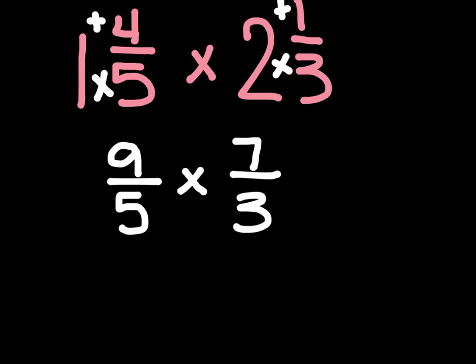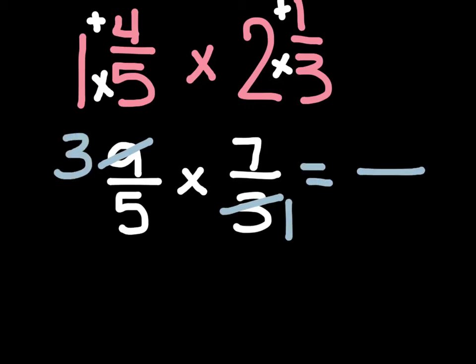Now you just multiply your fractions. You follow the same process that you did with multiplying fractions. You can simplify your 9 and your 3, divide them both by 3, and then multiply across. 3 times 7 is 21. 5 times 1 is 5. You have an improper fraction, so go ahead and convert that back to a mixed number.